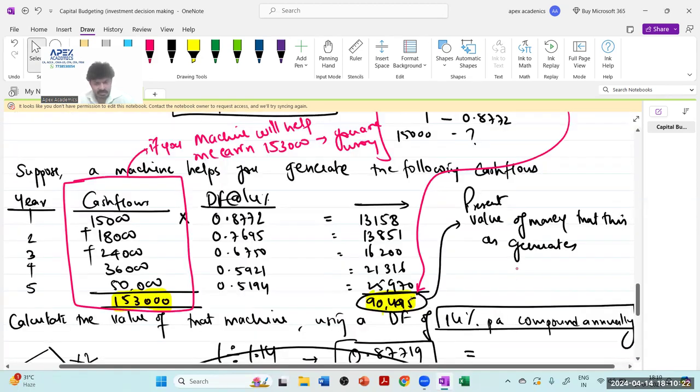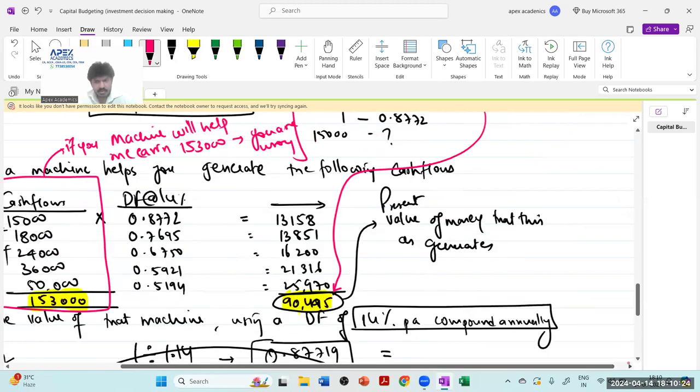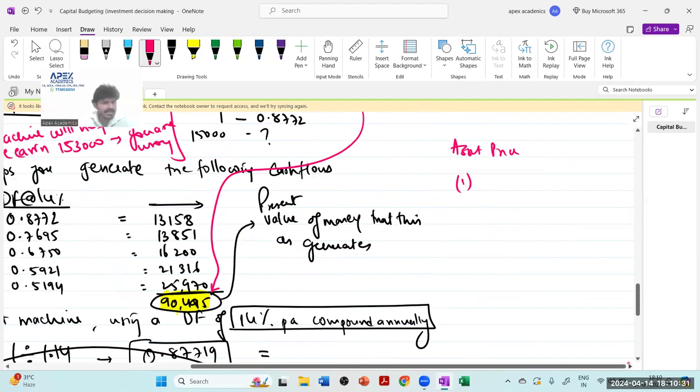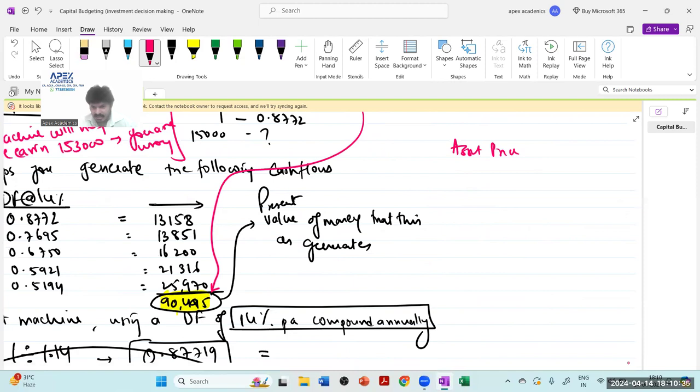Obviously, tell me one thing. If the asset price, if I was to give you these asset prices, let us say 1,10,000. Will you buy this machine at 1,10,000? Will you buy at 1,10,000? The answer is no. Why? Because the asset is helping you to generate only 90,495.